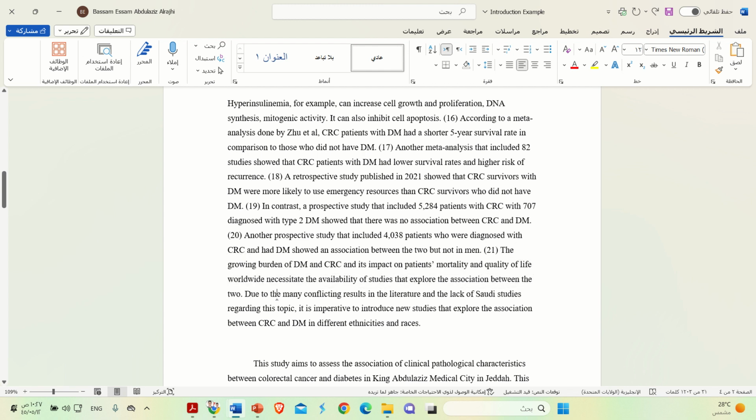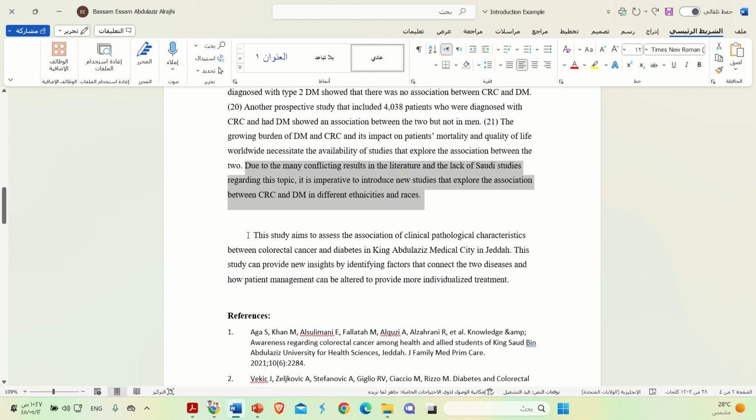Then here I add some rationale for our study. So there are many conflicting results in the literature, and there aren't available studies locally, so it's important to add new studies. So this is the third paragraph. In the last paragraph, you can just mention the aim. It doesn't have to be a long one.